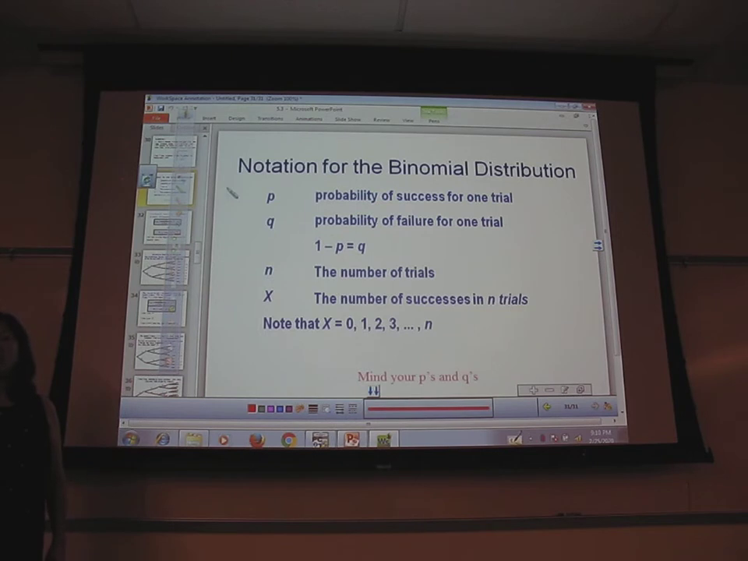If P is 10%, Q must be what? Try it again. If P is 25%, Q must be what? 75%. Good.